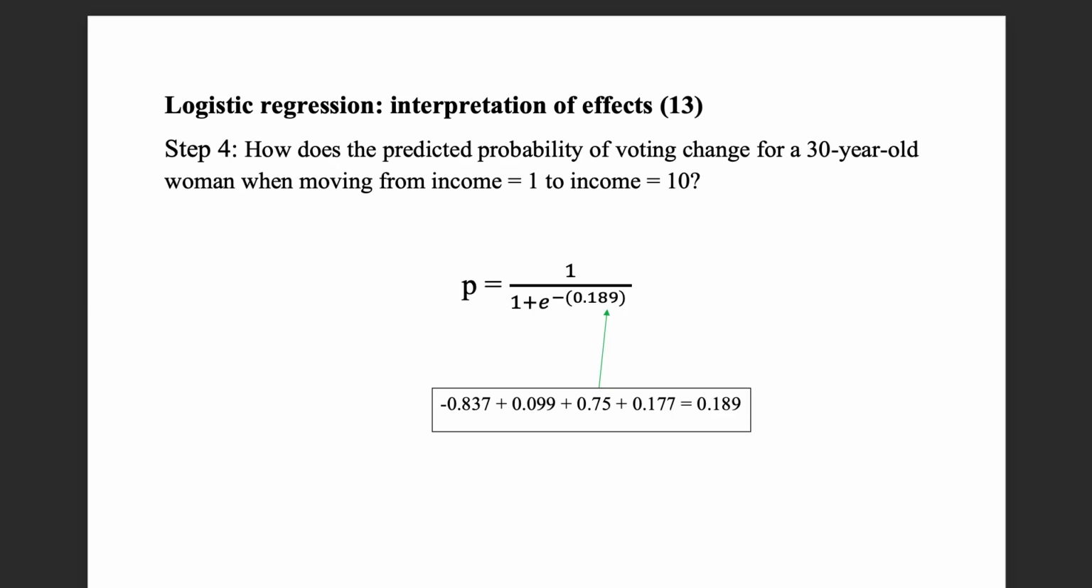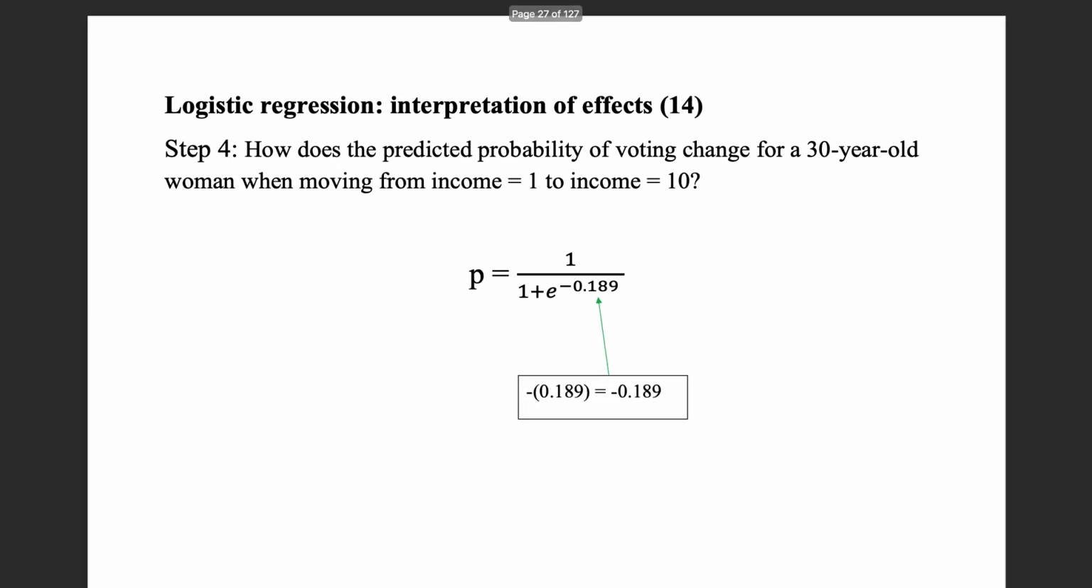Well, negative brackets 0.189 is the same thing as saying minus 1 times 0.189, which works out to just taking the negative of that number. Remember, negative times positive equals negative. So in this case, we have minus 0.189. So now we have already simplified the formula to 1 divided by 1 plus Euler's number to the negative 0.189. So exponentiating that value gives us a result of 0.828.